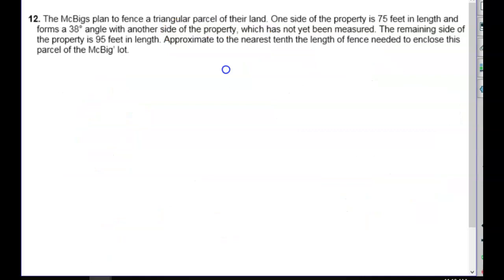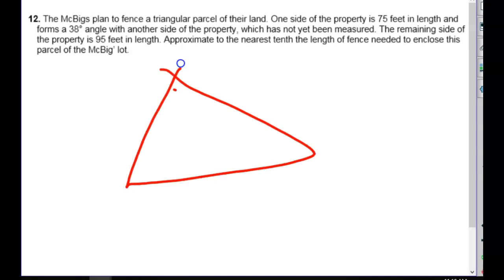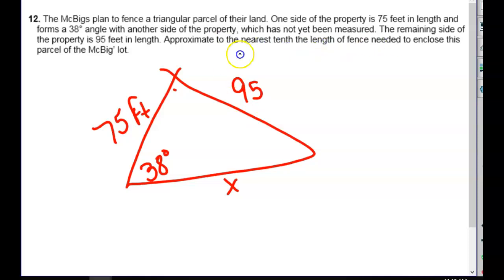Oh no, the McBiggs. Plan to fence a triangular parcel of land. One side of the property is 75 feet long and forms a 38-degree angle with another side of the property which has not yet been measured. So this is unknown. The remaining side of the property is 95. Approximate to the nearest tenth the length of the fence needed to enclose the area.